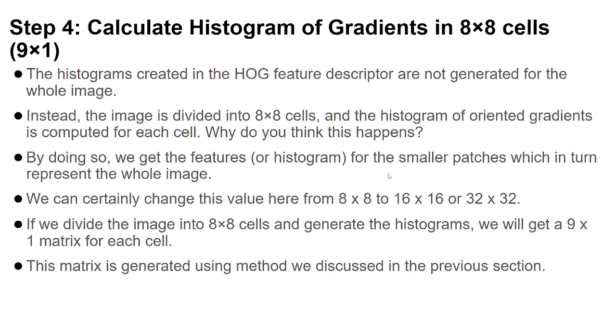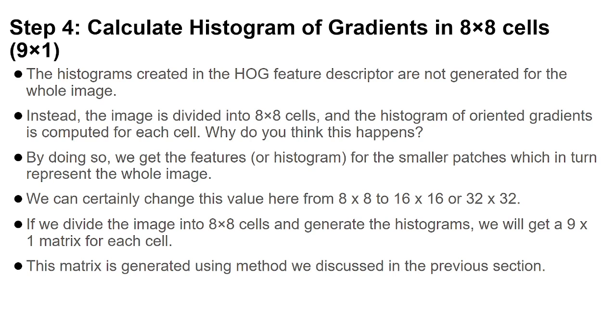So the next step is to calculate the histogram of the gradient in the 8 by 8 cell. This is called 9 by 1. The histograms created in the HOG feature description are not generated for the whole image. Instead, the image is divided into 8 by 8 cells, and the histogram of oriented gradients is computed for each cell.